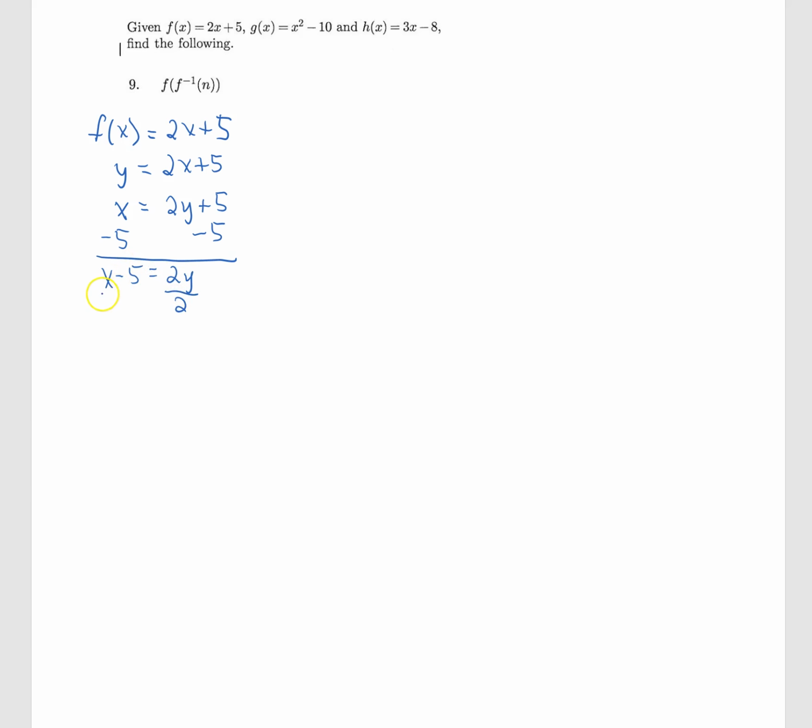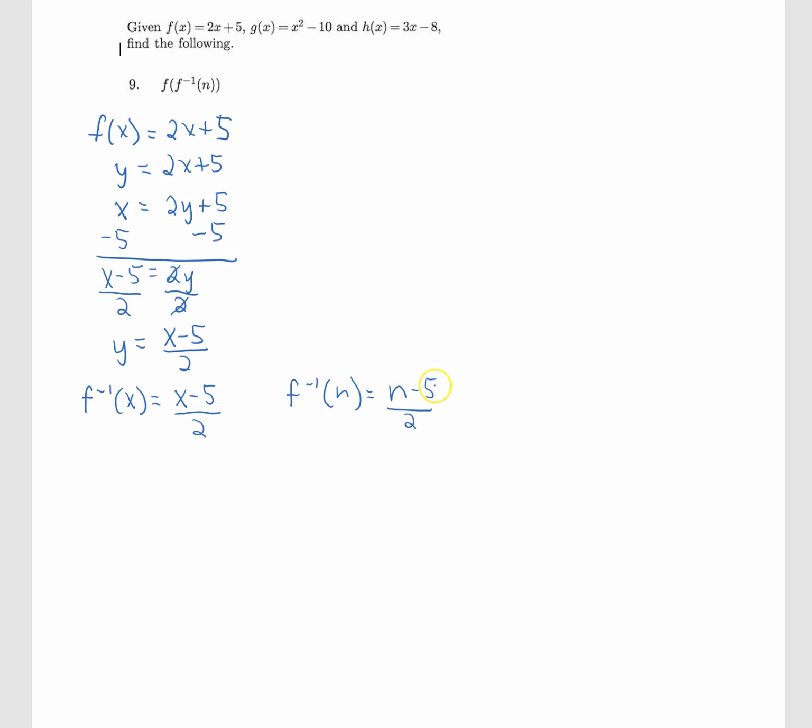And then I'm going to divide by 2. So I'm left with y equals x minus 5 over 2, just switching those sides of the equation. So that means that the inverse of f of x equals x minus 5 over 2. And we're interested in the inverse of f of n, so just substituting n in, this gives us n minus 5 over 2.